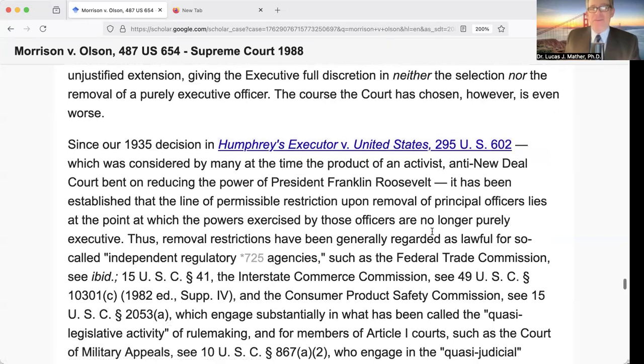Since our 1935 decision in Humphrey's Executor, which was considered by many at the time the product of an activist anti-New Deal Court bent on reducing the power of President Franklin Roosevelt, it has been established that the line of permissible restriction upon removal of principal officers lies at the point at which the powers exercised by those officers are no longer purely executive."